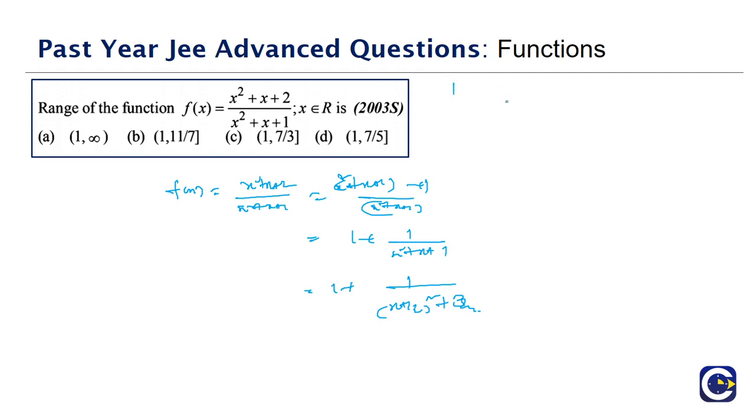Also if you consider f max, f of x is maximum when x plus half whole square plus 3 by 4 is minimum. So it is minimum when x is equal to minus half. So the answer for this is 1 plus 1 by 3 by 4, which is nothing but 7 by 3. So the range of the function is nothing but 1 comma 7 by 3. So the answer for this question is option C.